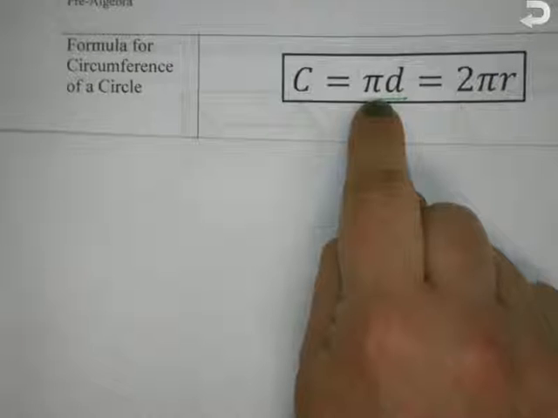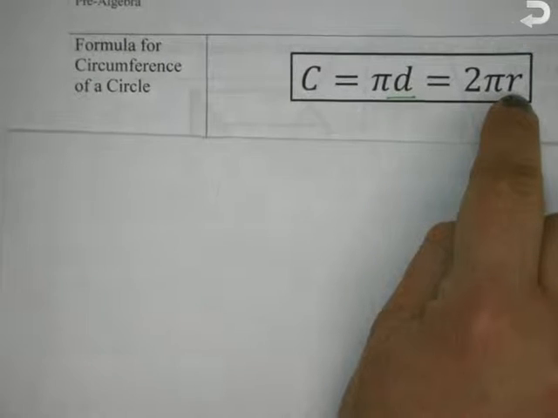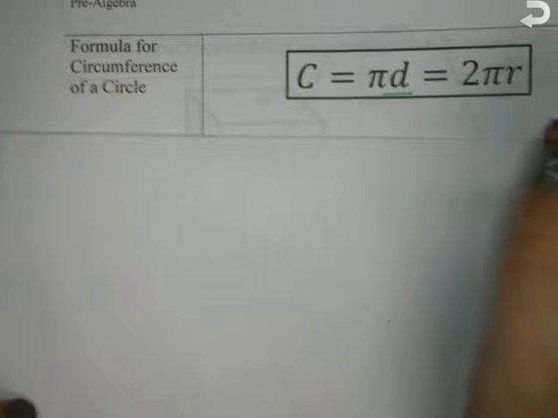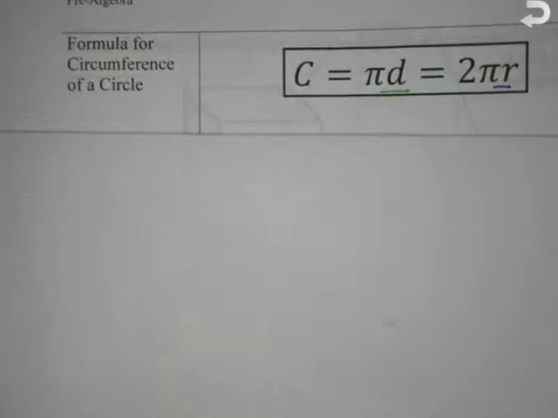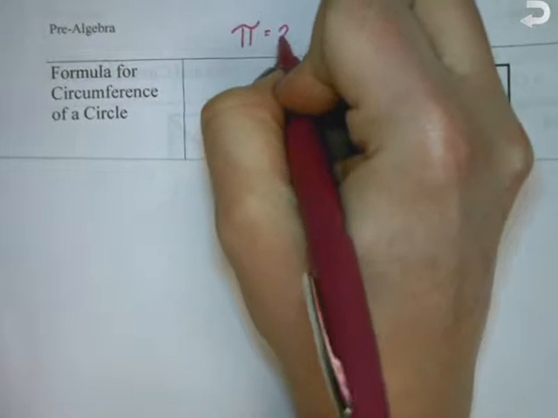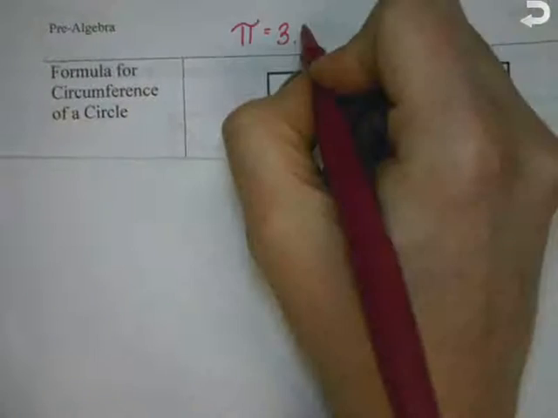Okay? Does anybody know about how much is pi? 3.14. 3.14167. That's as far as I know. Okay, so about 3.14. Pi is equal to about 3.14.